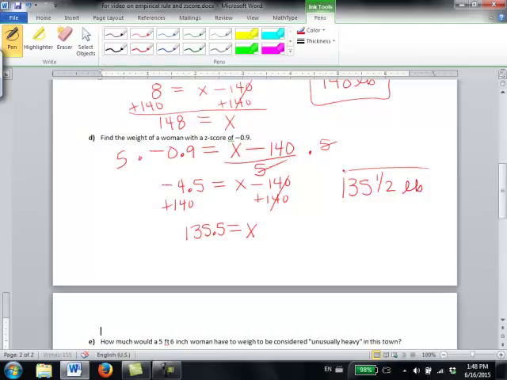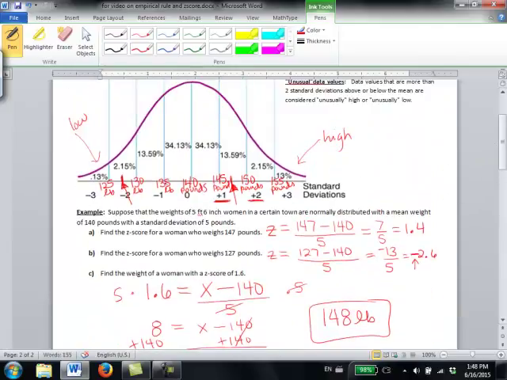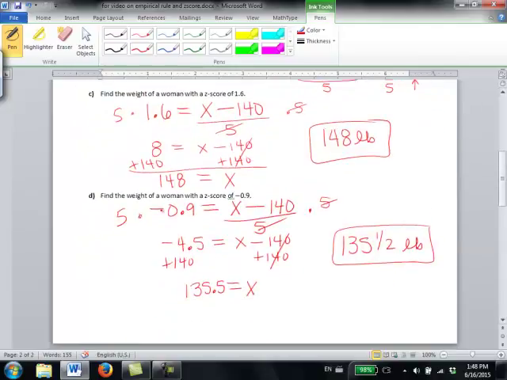And again, let's check it. 135 and a half pounds would be down here between 135 and 140 pounds, just a little bit to the right of a z-score of negative 1. And that makes sense then, z-score of negative 0.9. That's a little to the right of a z-score of negative 1.